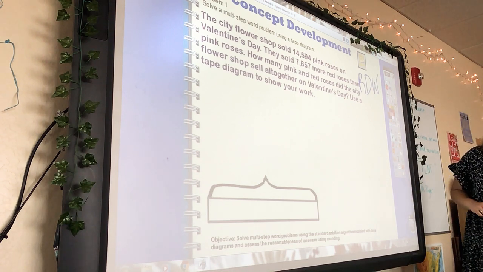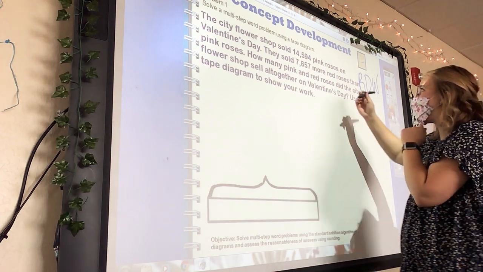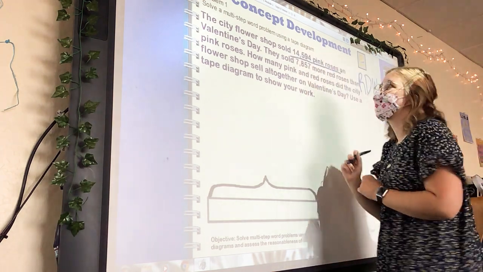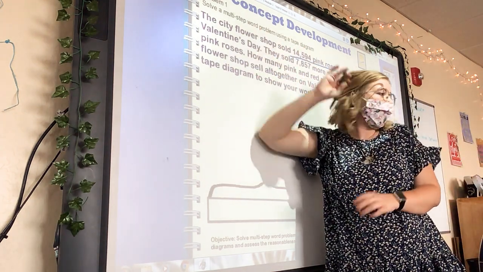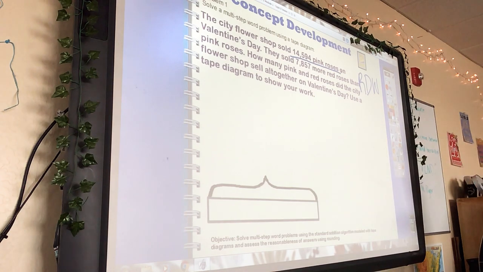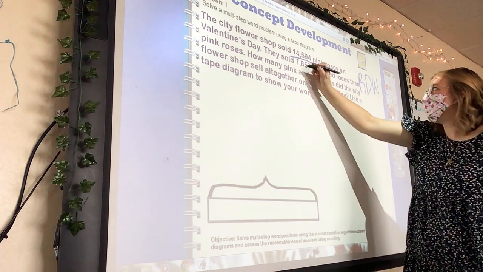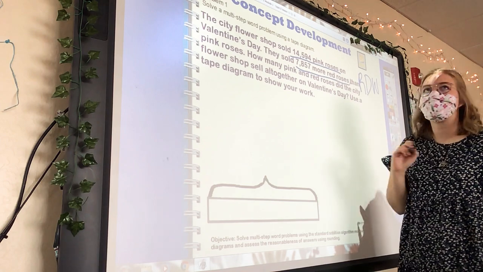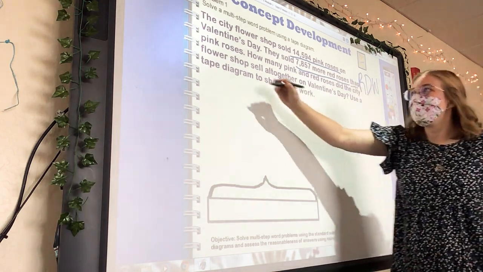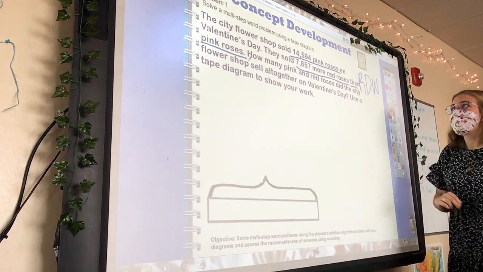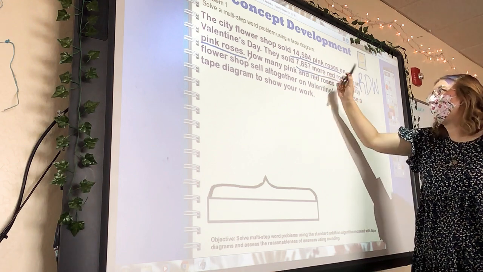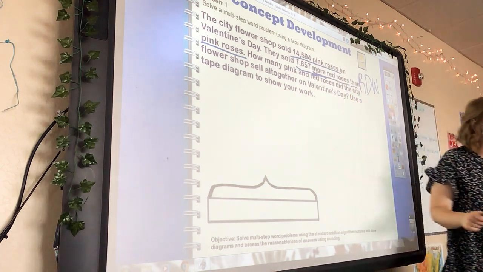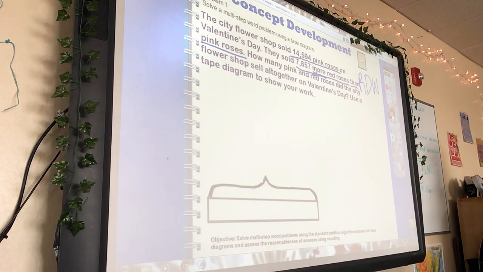All right, cool. So the city flower shop sold 14,594 pink roses. So that's important information. So I'm going to underline that. Do you think I need to underline Valentine's Day? No, it's not really important what day it was. They sold 7,857 more red roses than pink roses, okay? So then pink roses, okay? So then I need to read that and go, oh, hold up a sec. They sold this many more red roses than pink roses, okay? So I think a lot of you are probably thinking about how you would solve that problem anyway.